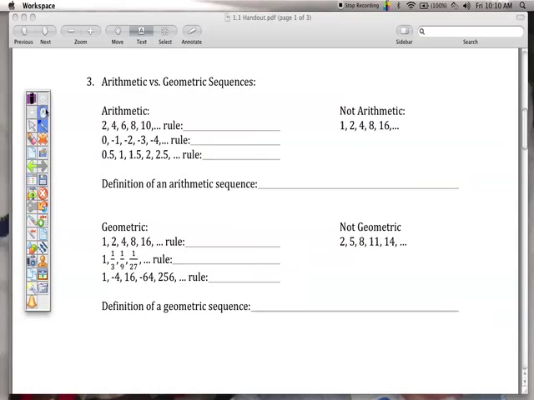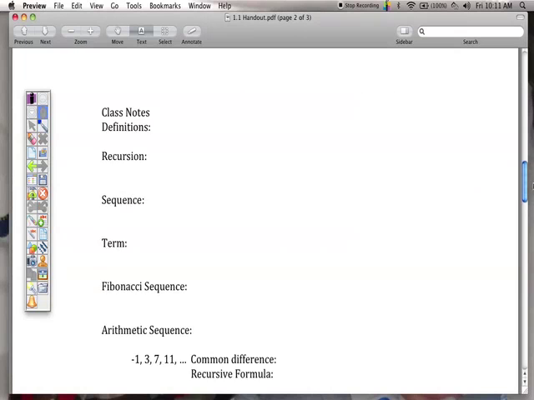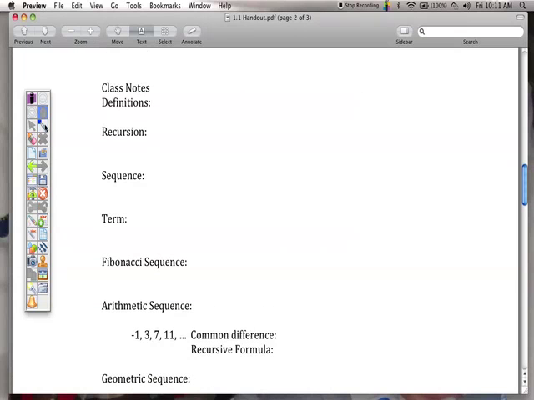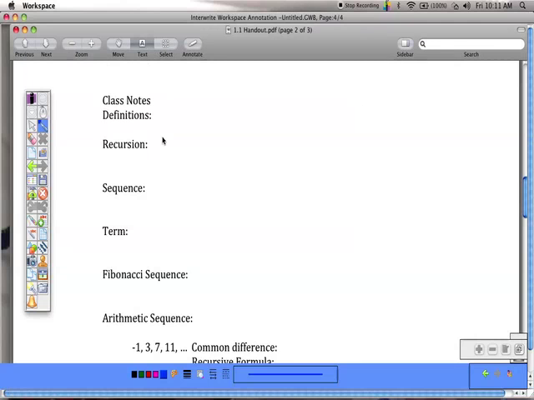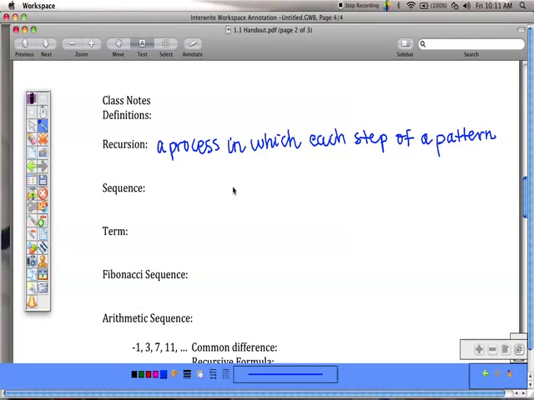Alright, so now there's some more notes, main definitions. Okay, the first definition is recursion. Recursion is a process in which each step of a pattern depends on the step before it.